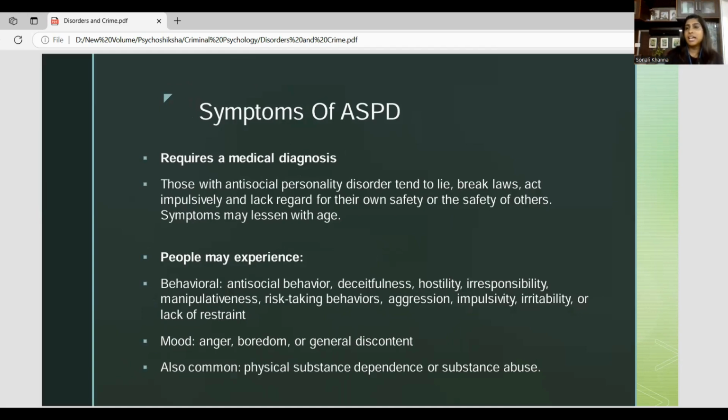Symptoms of antisocial personality disorder require a medical diagnosis. Those with antisocial personality disorder tend to lie, break laws, act impulsively, and lack regard for their own safety or the safety of others. Symptoms may lessen with age. So, people who suffer from antisocial personality disorder break laws, are very impulsive, and do not have regard for their own safety and for others, of course.